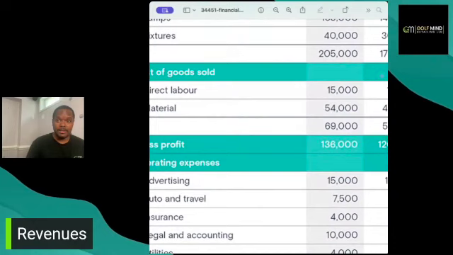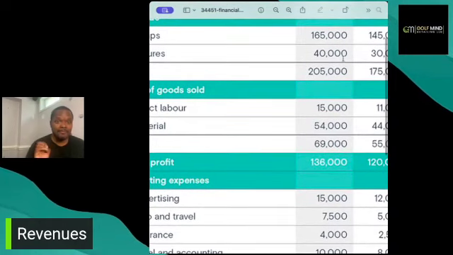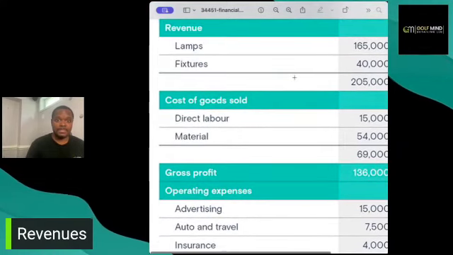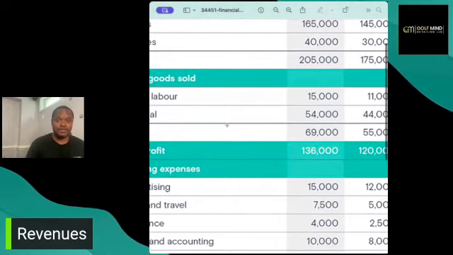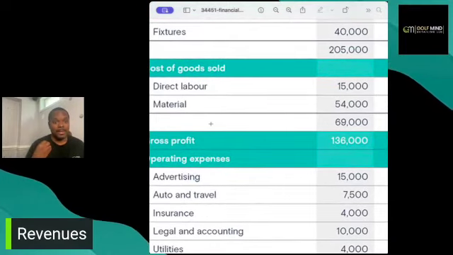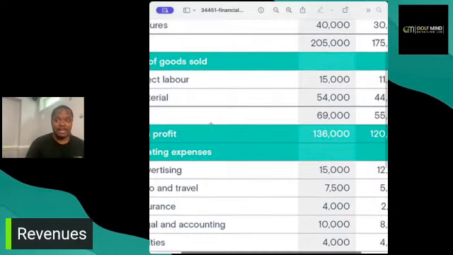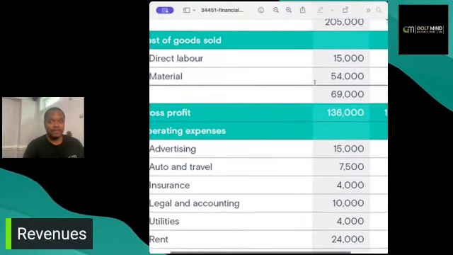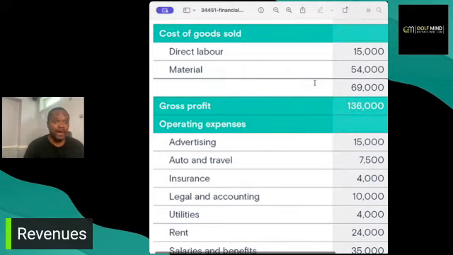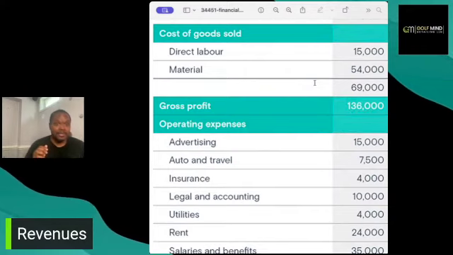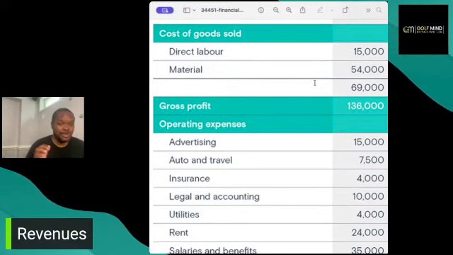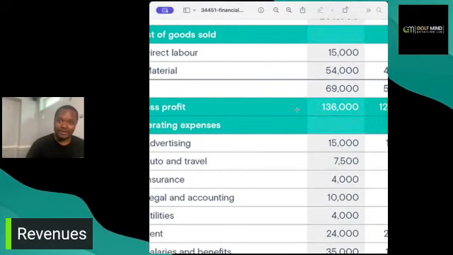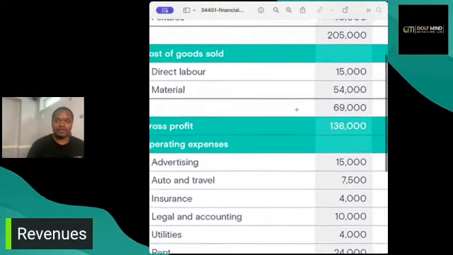So again, we received $205,000 right here for all of the service that we provided to them, and this is the revenue minus the cost of goods sold, the things we probably had in inventory that were being given to them. Subtracting the 69,000 from the 205,000 gave us a total of 136,000 gross profit. So our gross profit based off of the revenues comes up to $136,000. I hope that's making sense because again, I'm learning as well, and the more we talk about it, the better off we'll get with this.